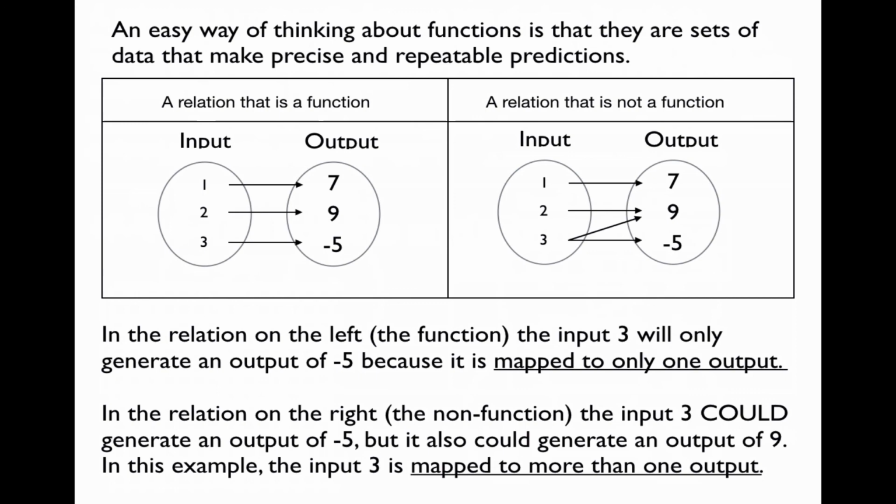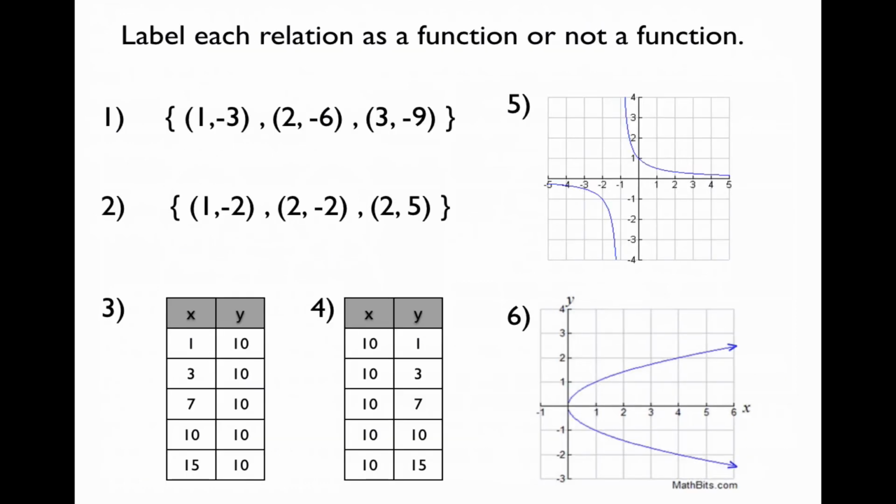An easy way of thinking about functions is they are sets of data that make precise and repeatable predictions. In the relation on the left, the input 3 will only generate an output of -5 because it is mapped to only one output. Whereas in the relation on the right, the non-function, the input 3 could generate an output of -5, but it also could generate an output of 9. In this example, the input 3 is mapped to more than one output, so it would not be a function.